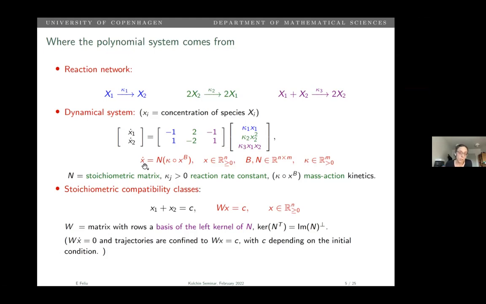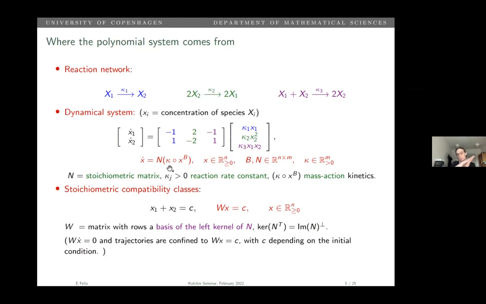So in other words, you can say that a vector in the left kernel of N will give me a relation on x dot equal to 0. So if I have a w such that w times N is 0, then w times x dot is 0. So w times x is constant along trajectories.